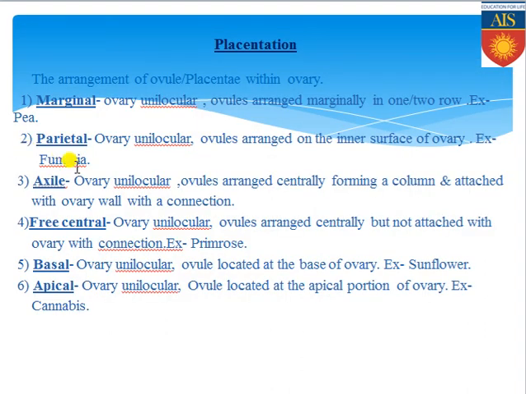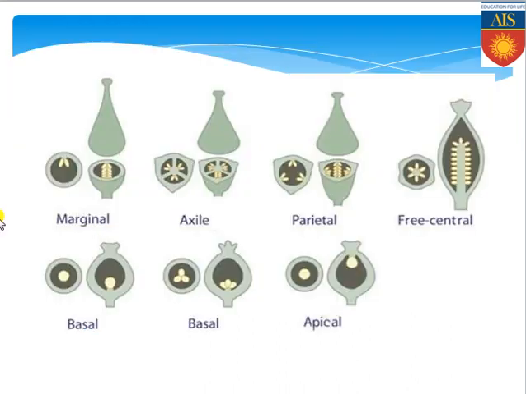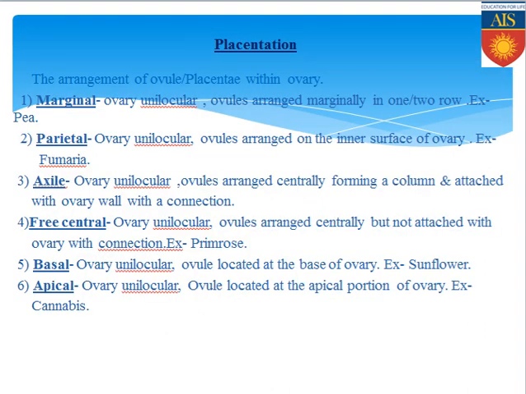Second, parietal placentation, that is, the ovary is unilocular, that is single chambered, and ovules are arranged in such a manner along the inner surface of the ovary, that is called parietal. So let's see parietal. The ovules are present along the inner wall of the ovary. So this is known as parietal placentation. Next example is Fumaria.